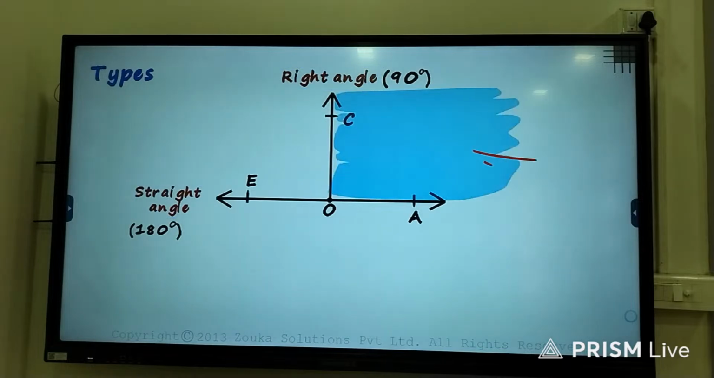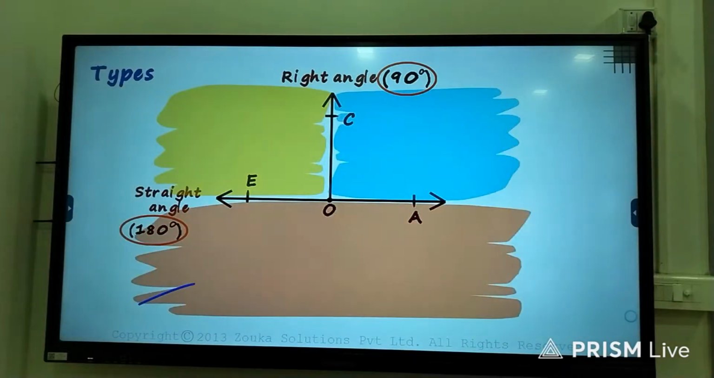This blue region, which is between 0 and 90 degrees, this yellow region, which is between 90 degrees and 180 degrees, and this entire red region under the line, which is between 180 degrees and 360 degrees. We classify the angles purely based on these three regions. To classify the angles in this figure, we will consider ray OA as the initial arm for all angles.